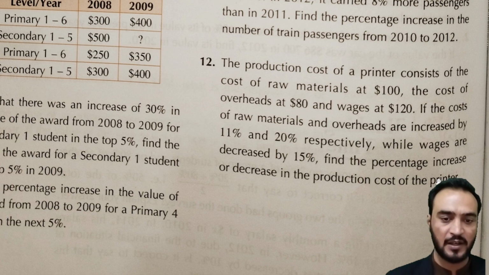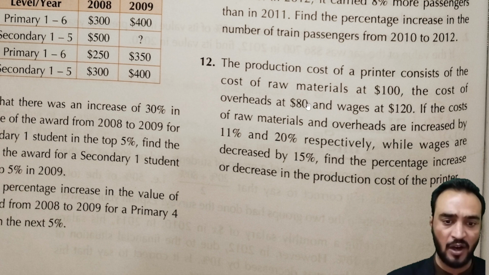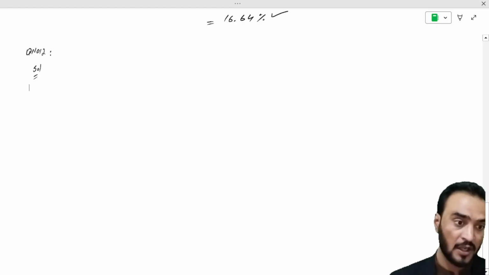First, we will check whether it is an increase or a decrease in the production cost, considering all these factors, raw materials, overheads, and wages. And then we will find the percentage increase or the percentage decrease. So let us move toward the solution of the question.